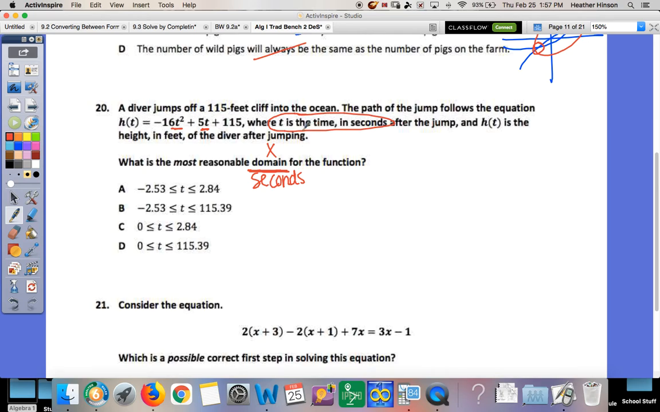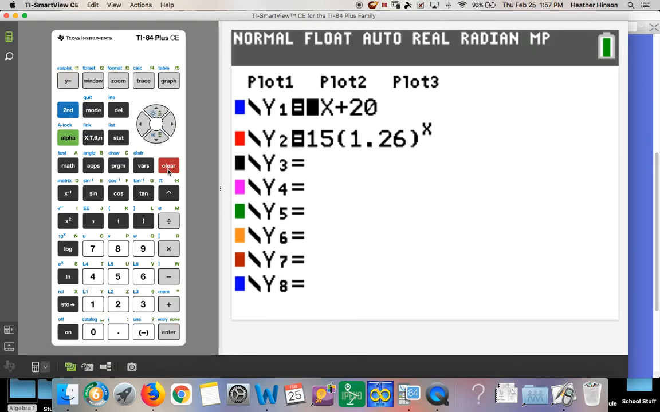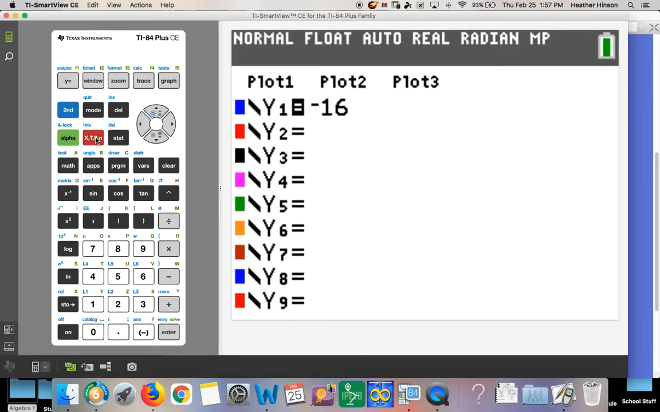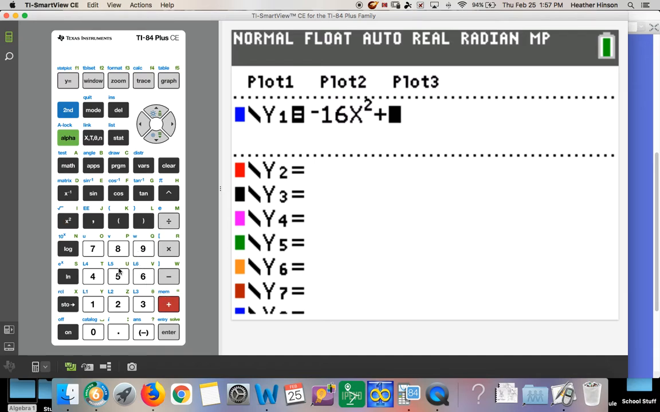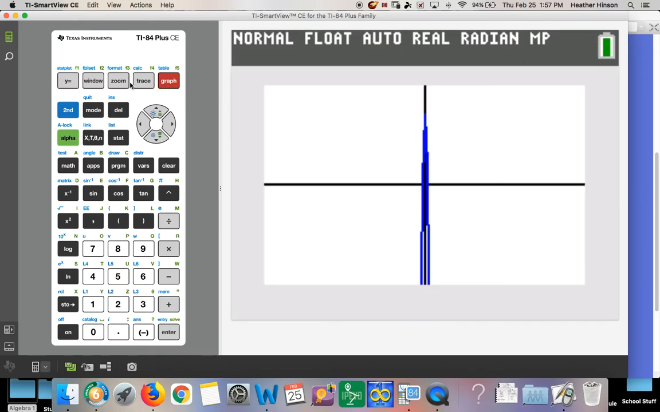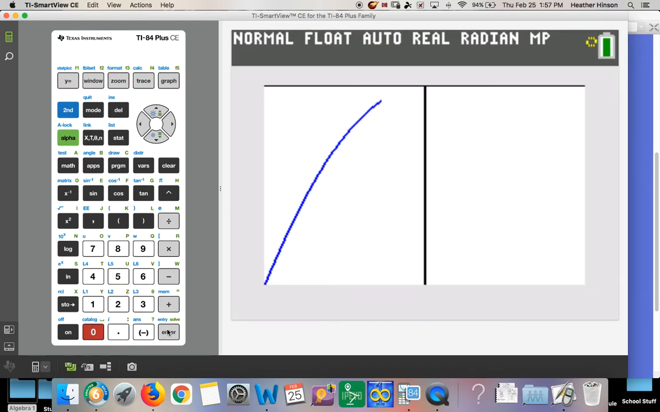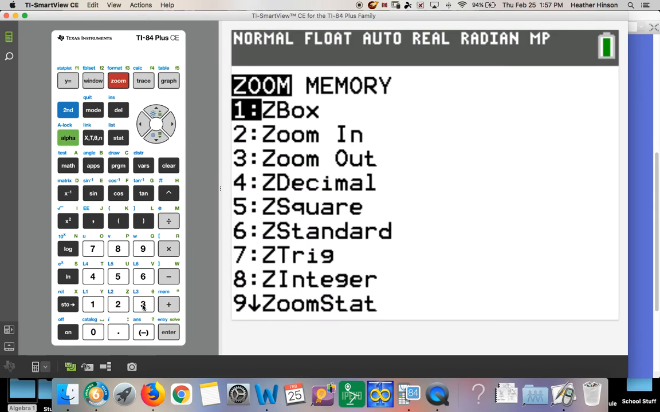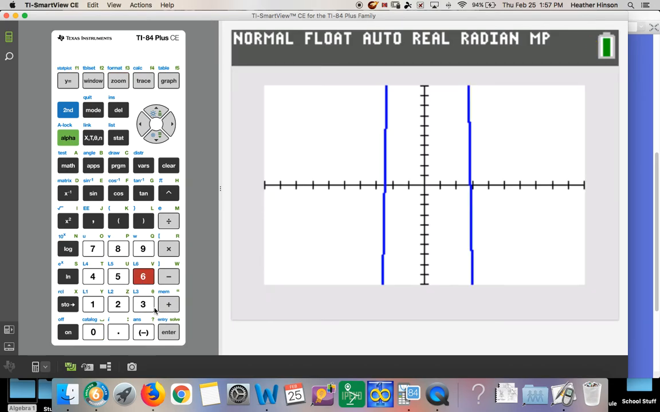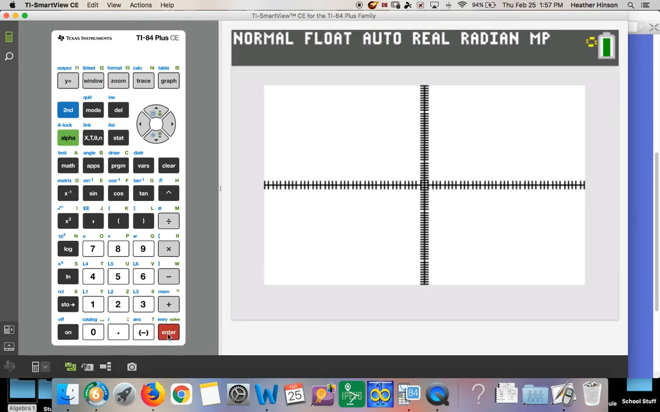So what I would do is graph this so you can figure out where it's starting and stopping. So negative 16x squared plus 5x plus 115. I'll zoom out just a little bit. We just want to figure out where it's stopping. We can figure out where it starts in a second. So where we hit the x-axis is your ocean. Where do we hit the ocean?